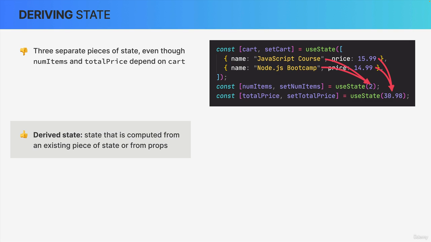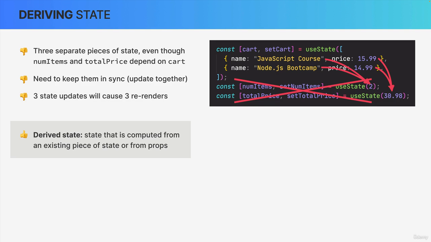And doing so is actually quite problematic. First, because now we have to keep all these states in sync. So we need to be careful to always update them together. So in this situation, whenever we update the cart, we would also need to manually update the number of items and the total price. Otherwise, our states would get out of sync. But updating these three states separately creates a second problem, because that will then re-render the component 3 times, which is absolutely unnecessary in this example.